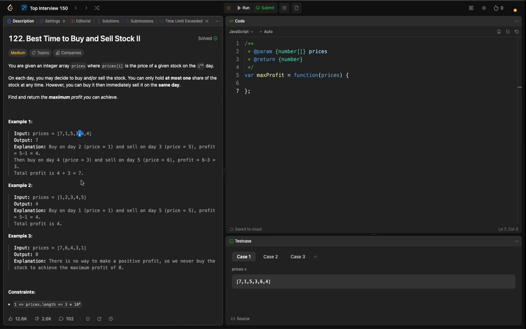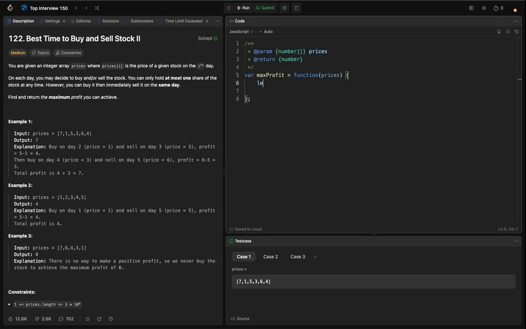The way we can solve this problem is that we first try to find a valley price, and after that we find its peak price. For example, we find the valley price is 1 and its peak price will be 5. And we continue by finding the valley and peak, and by adding their differences to each other, we will be able to find the maximum profit.